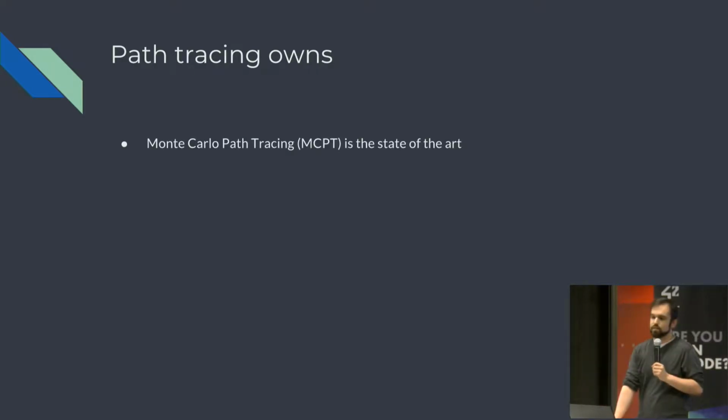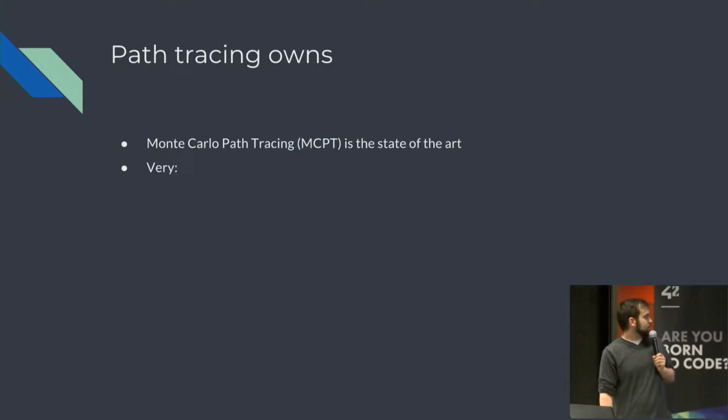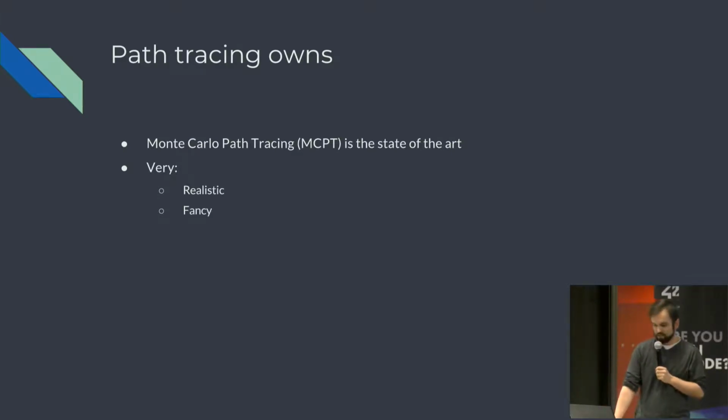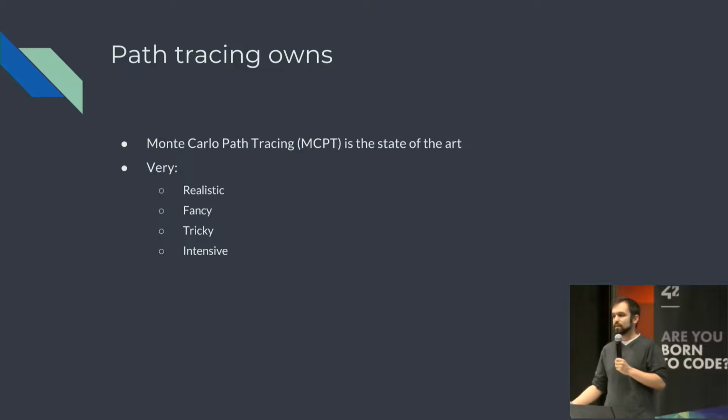Monte Carlo path tracing is the state-of-the-art technique for high-end rendering. It's used in advertising, in visual effects in movies, in full CGI movies. Disney, Pixar, all of them use this technology. It is very realistic, fancy, tricky, and intensive. It's super expensive, but what you get at the end is awesome.